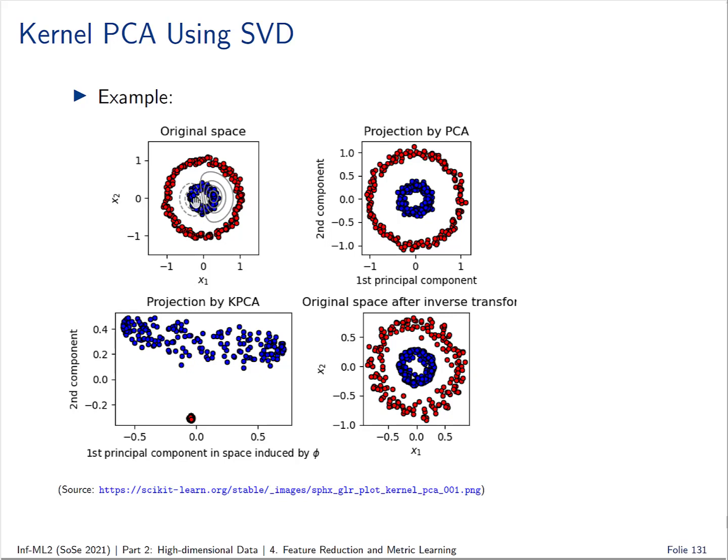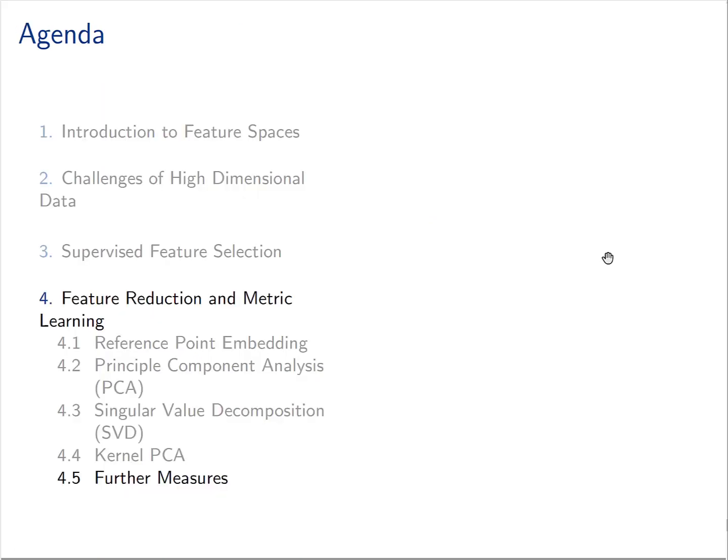The good point is that you can find some really complex patterns in the original space by applying a suitable kernel function. But once again, the big thing is how to define the right kernel, how to find the suitable kernel. Okay, so that was kernel PCA.